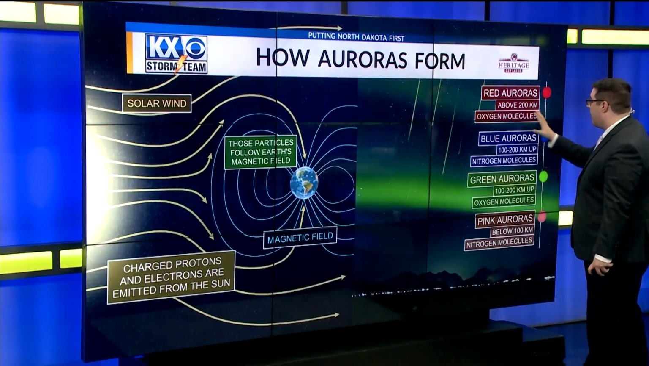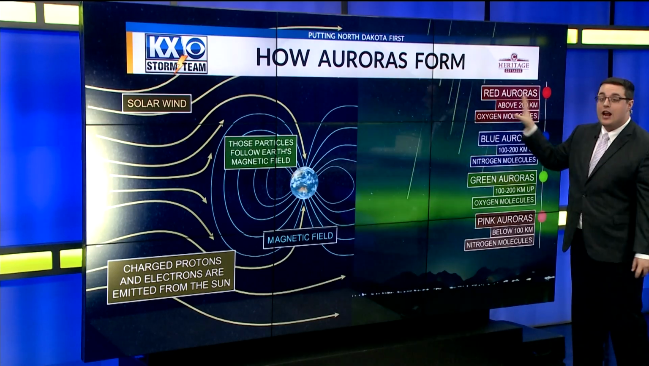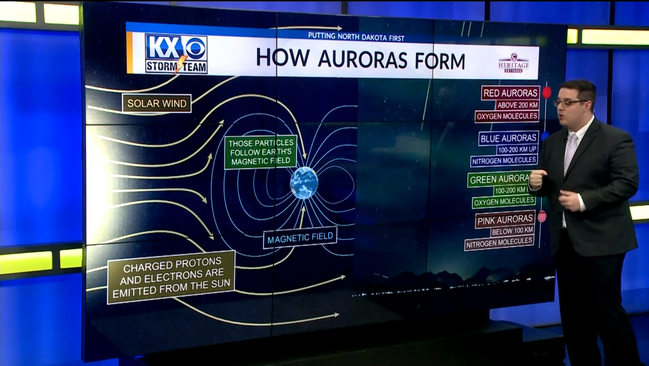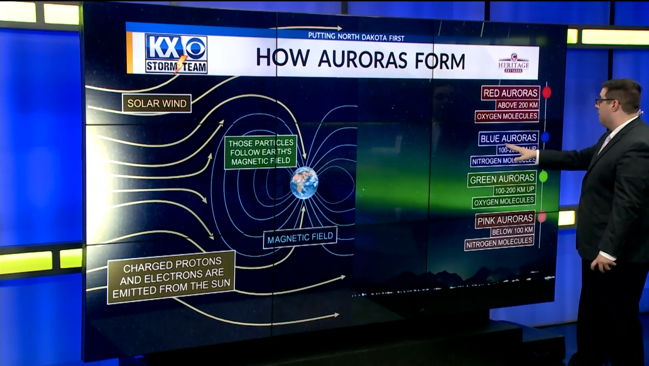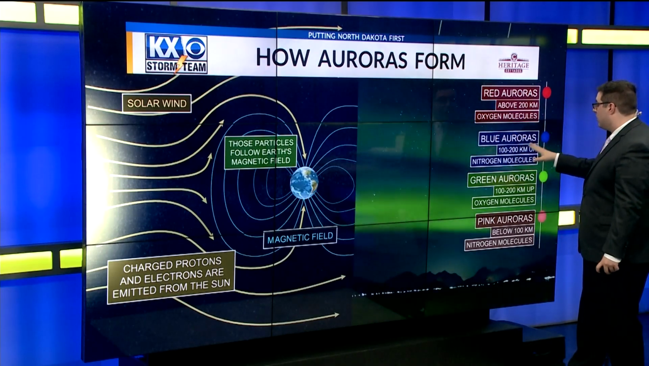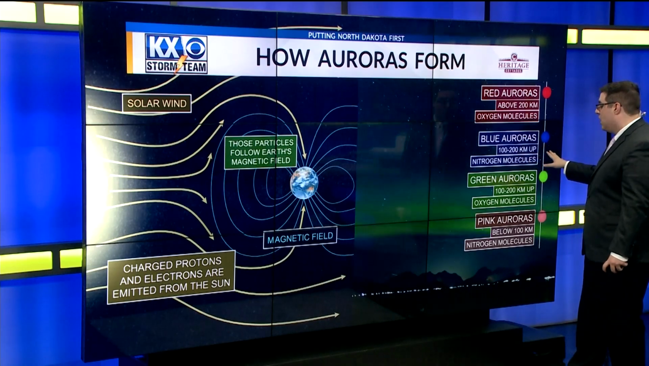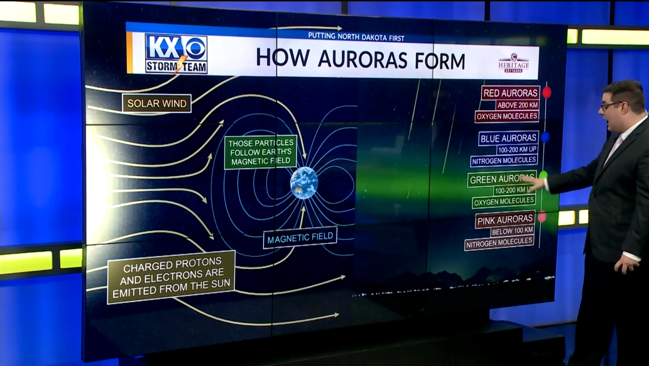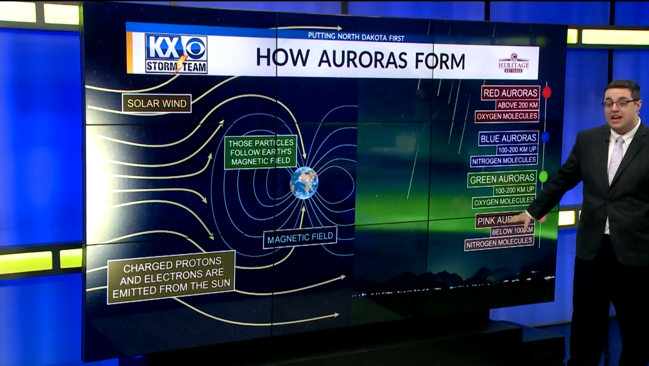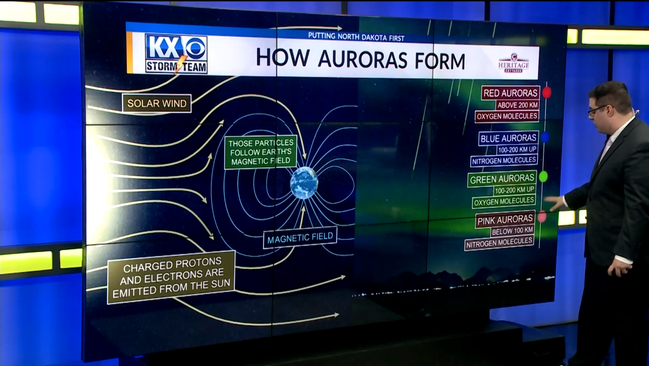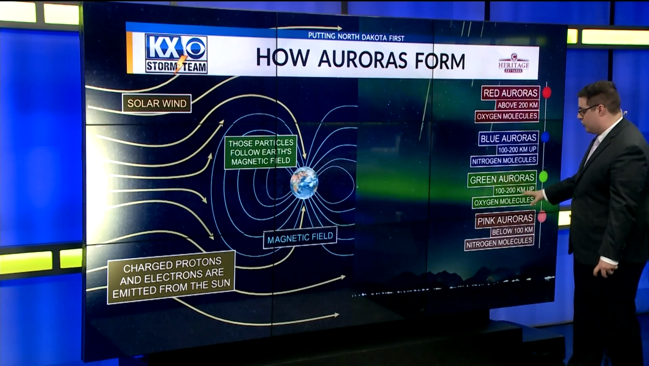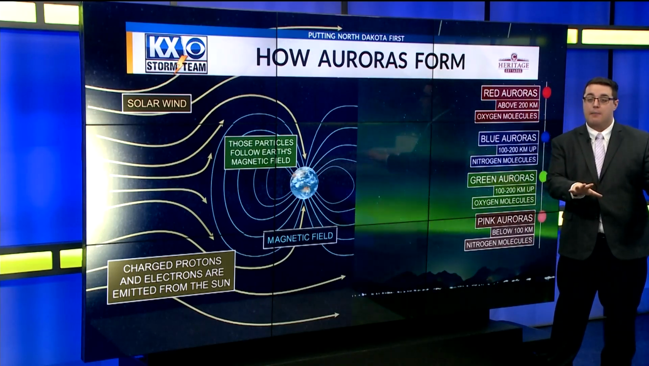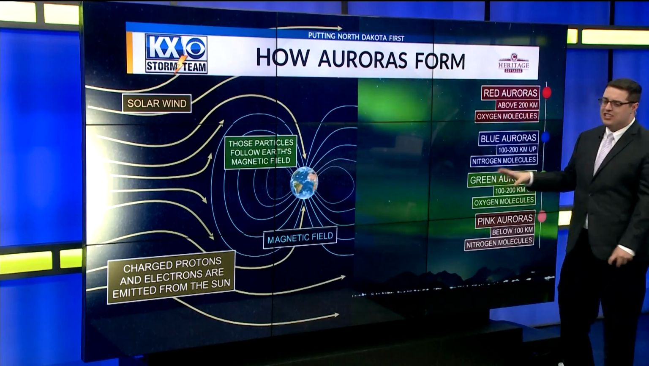Well, when you're looking at above 200 kilometers, that's where you get those red auroras, and that's where you're seeing oxygen molecules colliding with those protons and electrons. We get blue auroras right around 100 to 200 kilometers up. Those are nitrogen molecules. We get down to green auroras. Those are at 100 to 200 kilometers with oxygen molecules. And then you have pink auroras, and those are going to be below 100 kilometers, and that's where you get those nitrogen molecules interacting with those protons and electrons as they enter the atmosphere. So those are where you get all those colors as you look up in the sky.